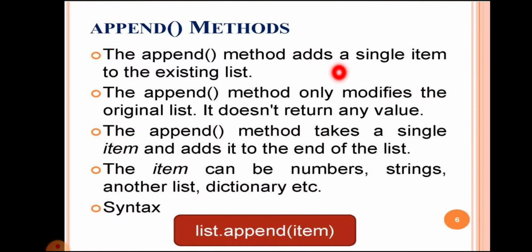Append method adds a single item to the existing list. The append method only modifies the original list. It doesn't return any value. The append method takes a single item and adds it to the end of the list. The item can be a number, string, another list, dictionary or tuple also. The syntax used for the append method is list.append(item).